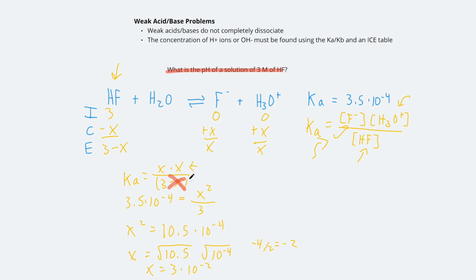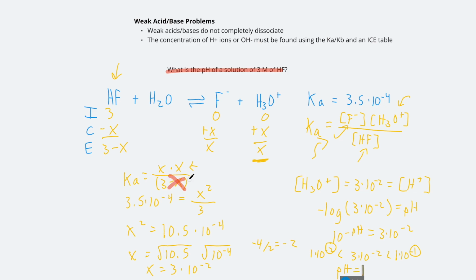And we already established that the concentration of H3O+ is just straight up equal to X. So the concentration of H3O+ equals 3 times 10 to the negative 2. We've established in a previous video that H3O+ is synonymous with H+, so then we can just equate that to the concentration of H+, and then now just solve for the pH like we normally do once we have the concentration of H+. So we do negative log of 3 times 10 to the negative 2 equals pH. So 10 to the negative pH equals 3 times 10 to the negative 2. 3 times 10 to the negative 2 is greater than 1 times 10 to the negative 2, but it's less than 1 times 10 to the negative 1. So we're dealing with a pH between 2 and 1. So you'd be totally fine to say that this pH is about 1.5.